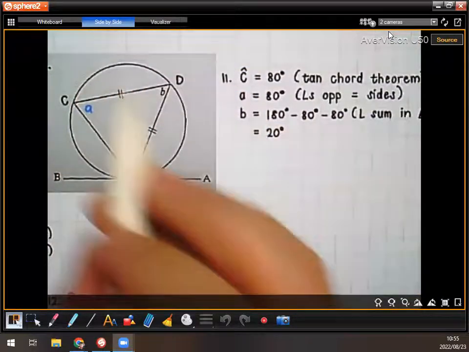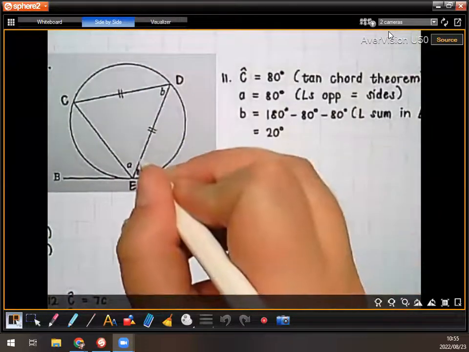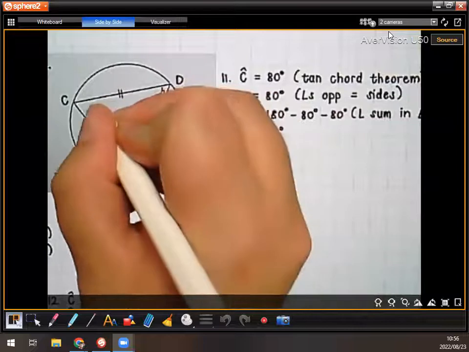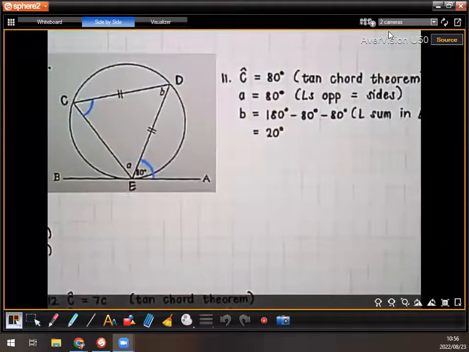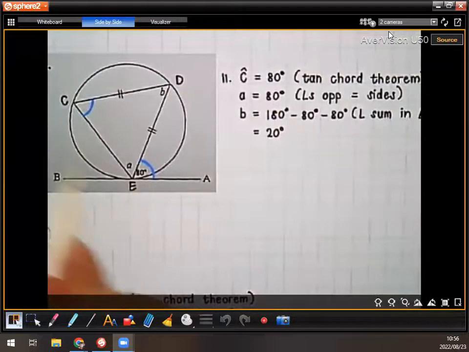Oh, wait, I actually did it slightly differently. Let me fix that. I first looked at the tan chord theorem. Then, right? And we agree because of tan chord that angle C will be 80, right?